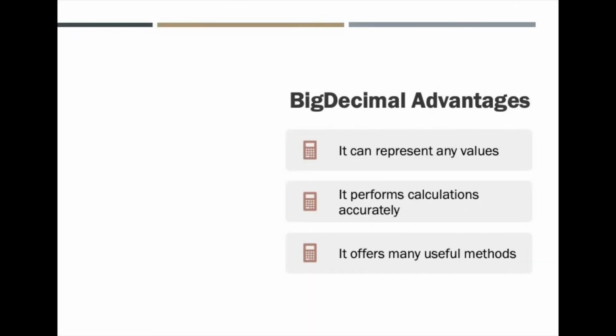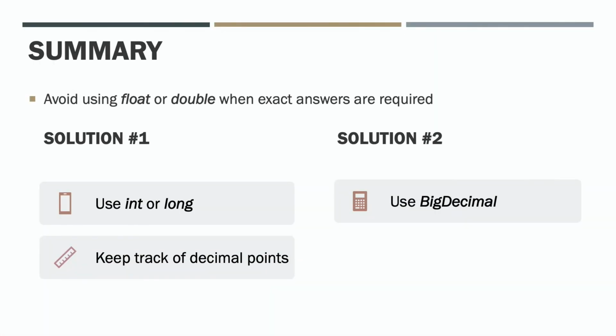The advantages of using Big Decimal are that it can represent any values, no matter how big they are, and that it offers many convenient methods. For example, you can specify exactly how you want to round the numbers, which sometimes is required by law in business or financial calculations. In summary, you should avoid using float or double to perform calculations where exact answers are required. Instead, you can use int or long and keep track of the decimal point yourself, or use Big Decimal to do the calculations. This example illustrates the importance of getting familiar with the programming language we use and is part of the best practices in Java programming.